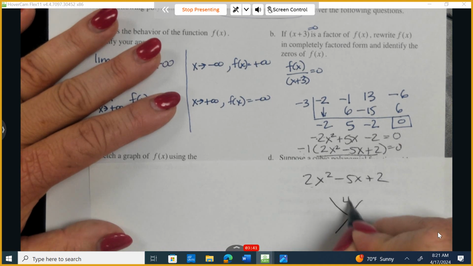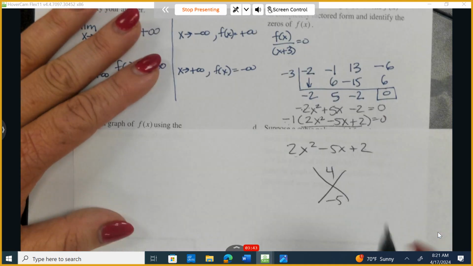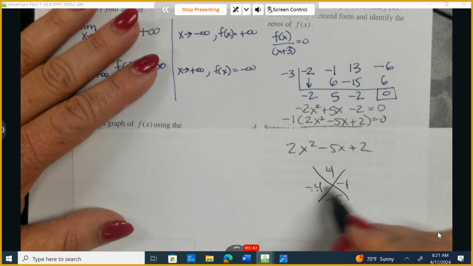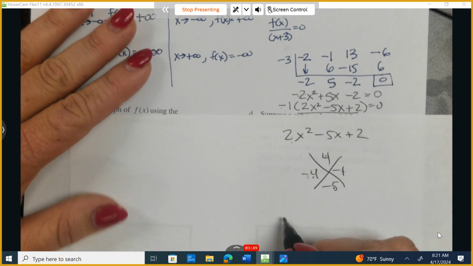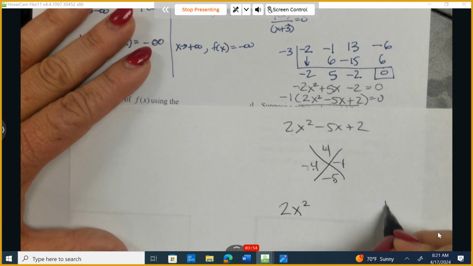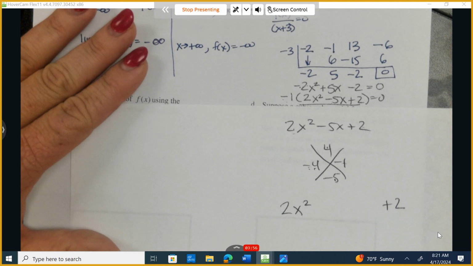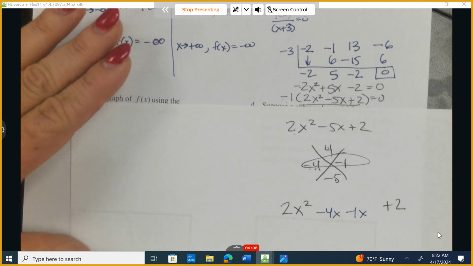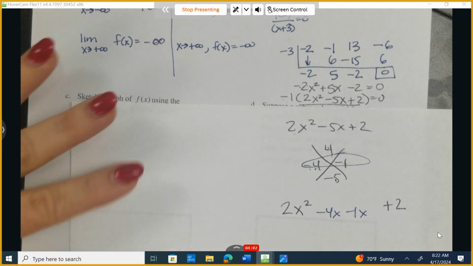What multiplies to give us 4 and combines to give us negative 5? That would be negative 4 and negative 1. Let's make sure. Multiplies and combines. Perfect. So most of you prefer this method since the beginning of the year. You write down the a value, you write down the c value, and then you drop down these two values, and in this case they both have an x. And I'm going to use factoring by grouping to factor this quickly.